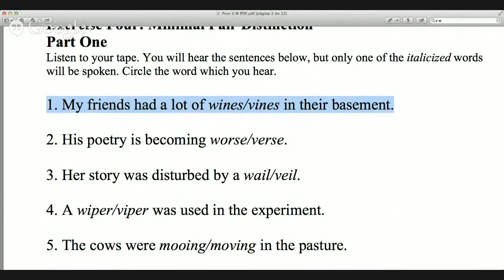And again, these don't all have to make sense. Sometimes the meaning is going to be confusing. Again, we are focusing on the sounds more than the meaning right now. So, number 1. My friends had a lot of vines in their basement.